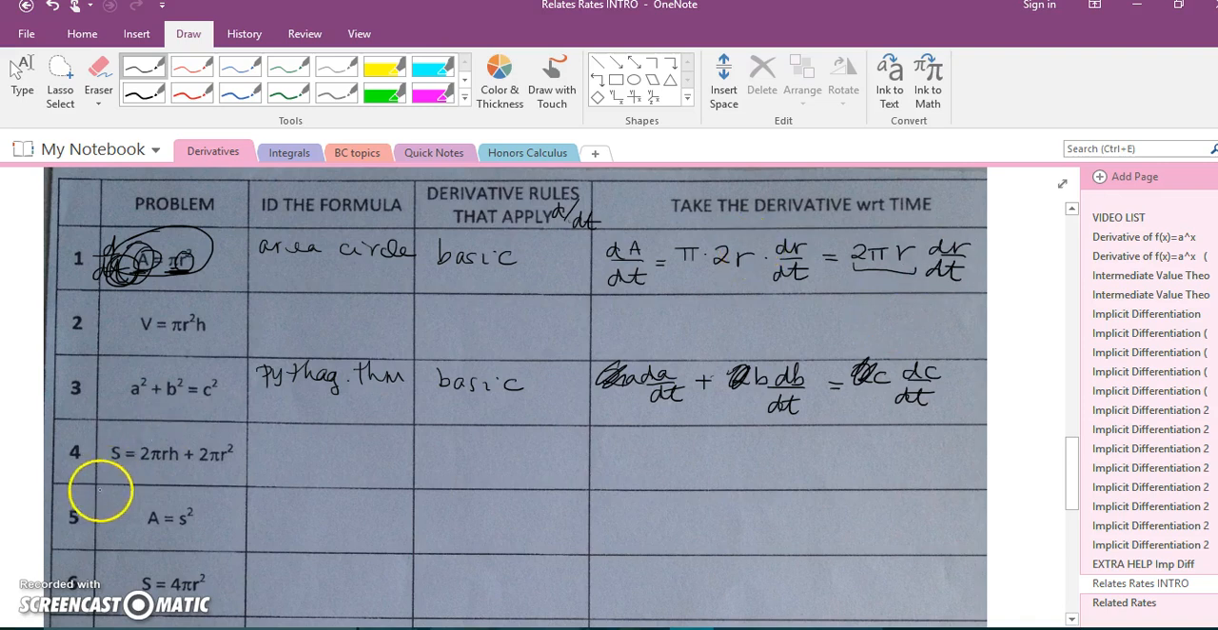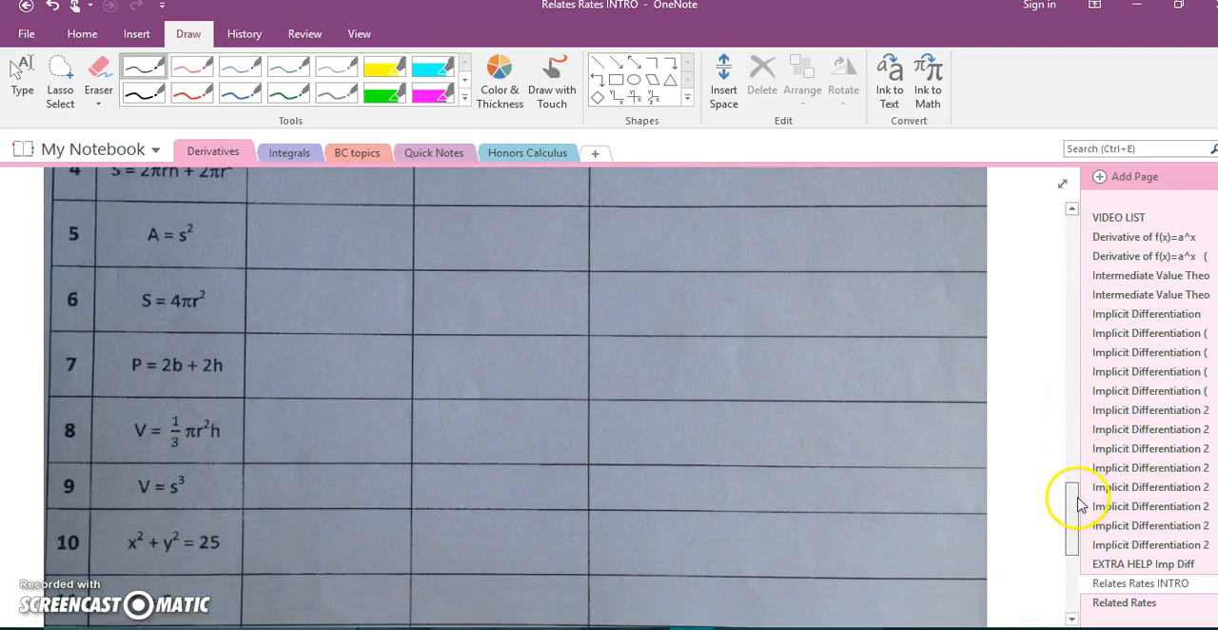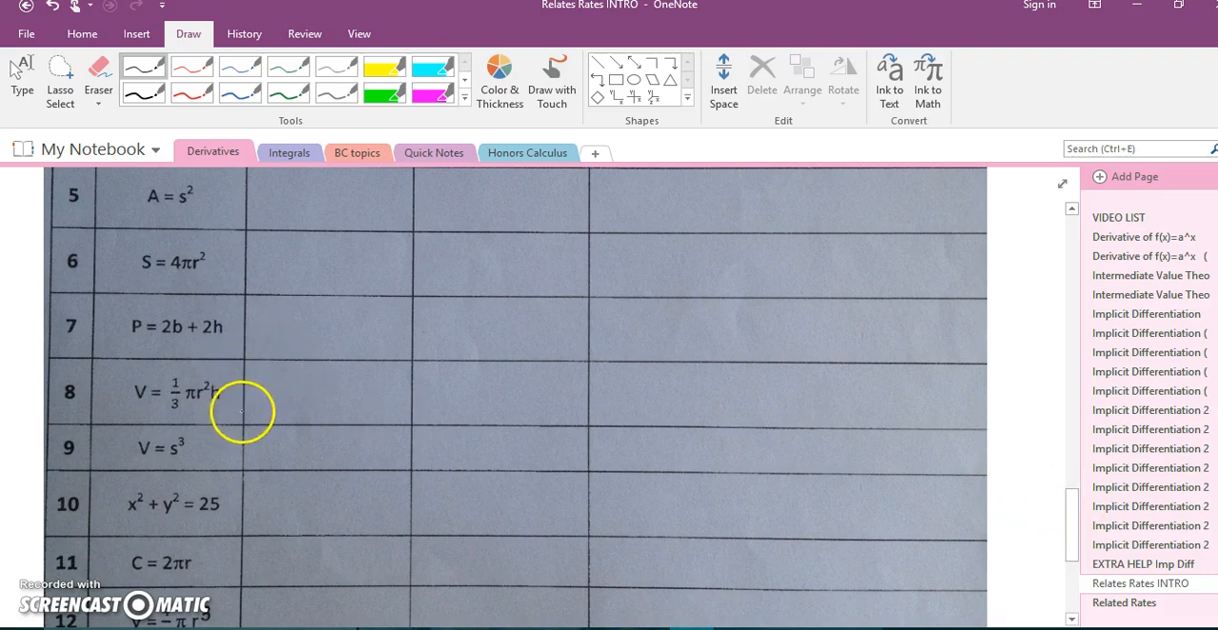Totally up to you. And I'm going to do one more with you here. This one. Volume equals 1/3 pi r squared h. This is for the volume of a cone. Right here, I'm going to need product rule. Check it out. I have r squared times h. These are variables. 1/3 pi is just a constant, so you can keep 1/3 pi on the outside if you want. Doesn't matter. So I'm going to need product rule and my basic rule.